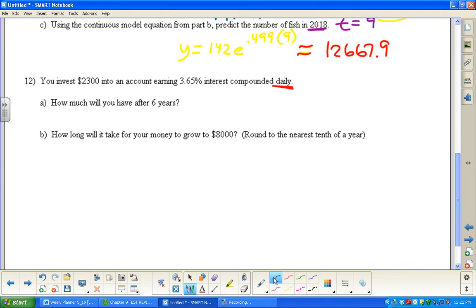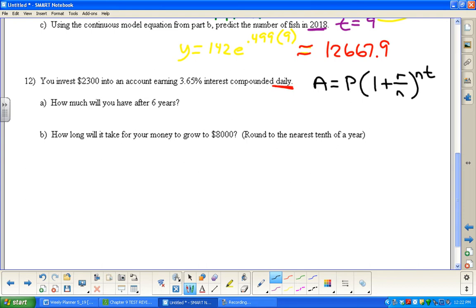If you remember the formula here, the amount is going to equal the amount you start with, the principal, 1 plus R over N, to the N times T power. Okay, so this was a couple sections back. That formula was given. So after 6 years, how much would we have?